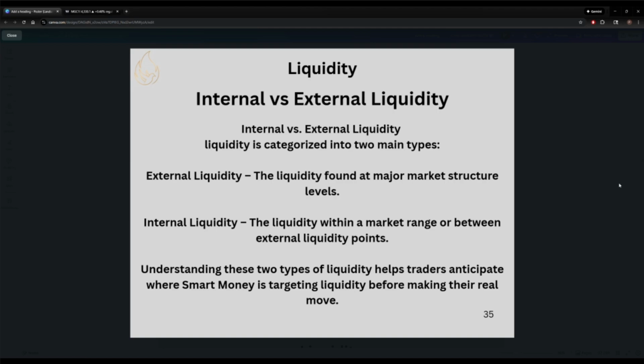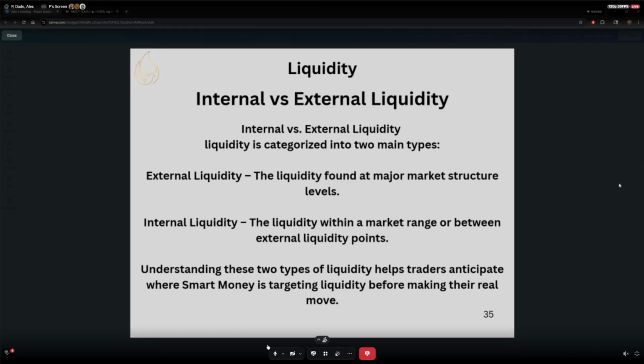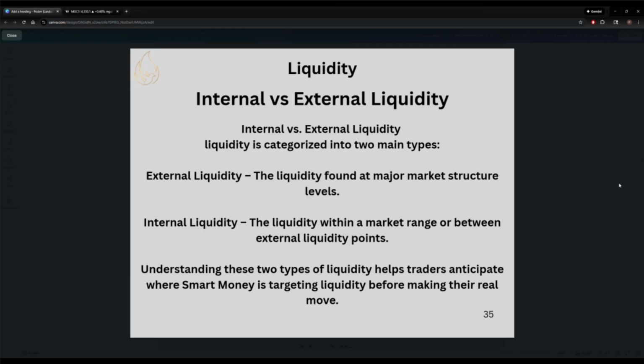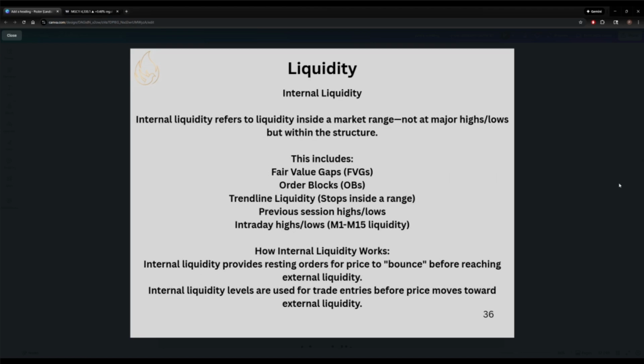External liquidity is found at major market structure levels, so daily highs and lows, 4 hour highs and lows, weekly highs and lows. Just anything outside the range, you are going to consider external liquidity. And internal liquidity is liquidity within a market range or between two external liquidity points. Understanding these two types of liquidity points helps traders anticipate where the smart money is targeting liquidity before making their real move.